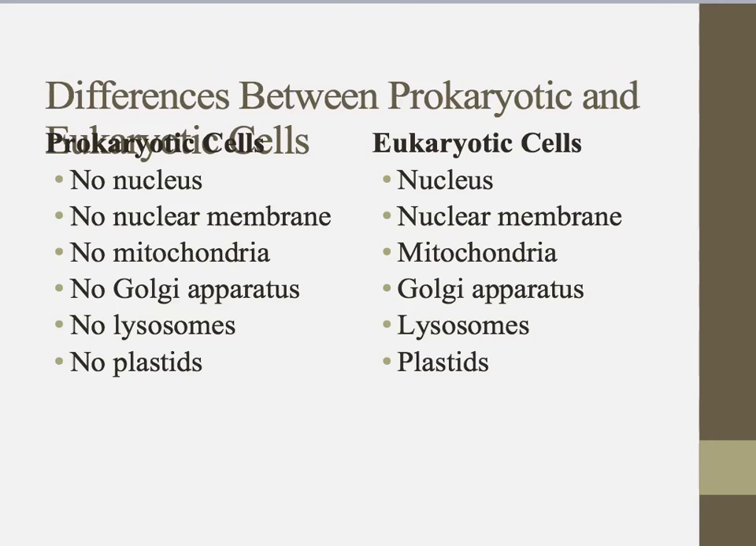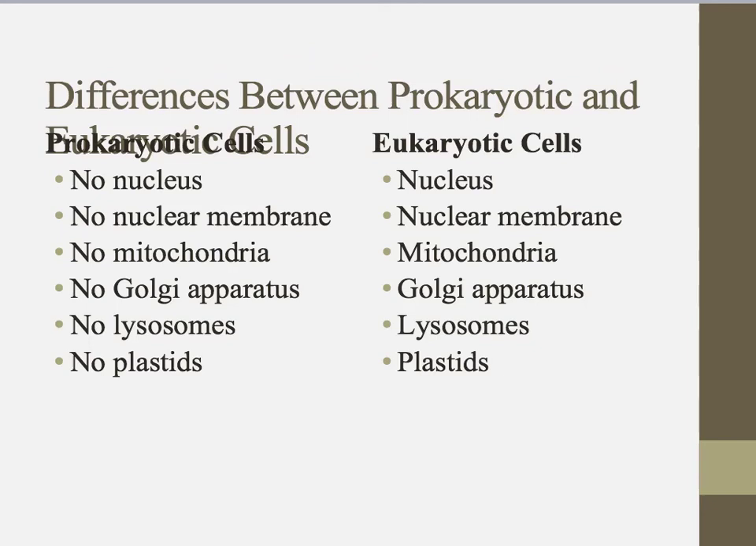Alright, so the differences between prokaryotic cells and eukaryotic cells. Prokaryotic cells, being the simplest type, do not have the specialized structures or organelles that are found in eukaryotic cells. Eukaryotic cells contain a nucleus, which acts as the control center and houses DNA. This well-defined nucleus is surrounded by a nuclear membrane, sometimes called a nuclear envelope, and we'll talk about that a lot when we talk about how cells divide.